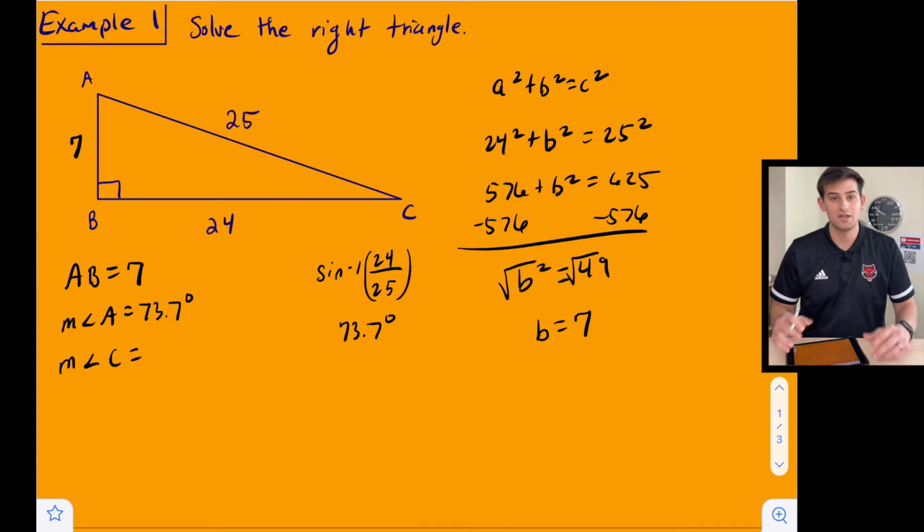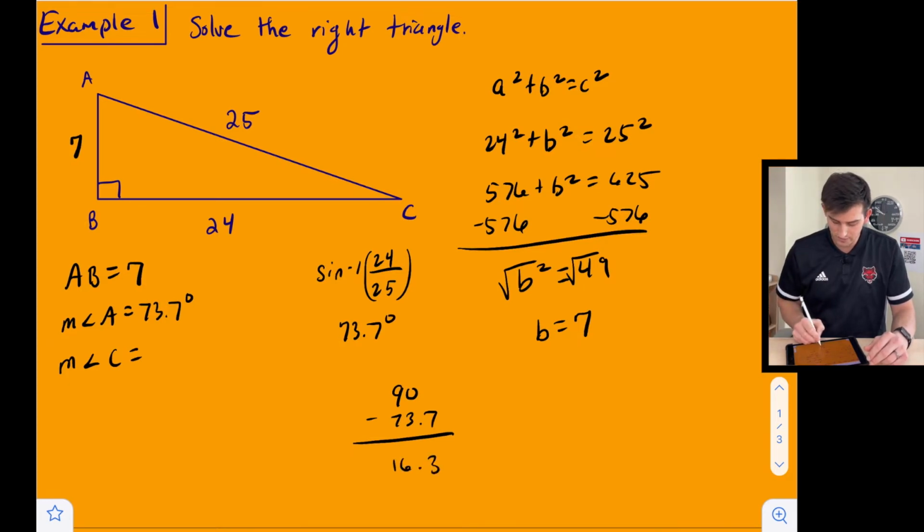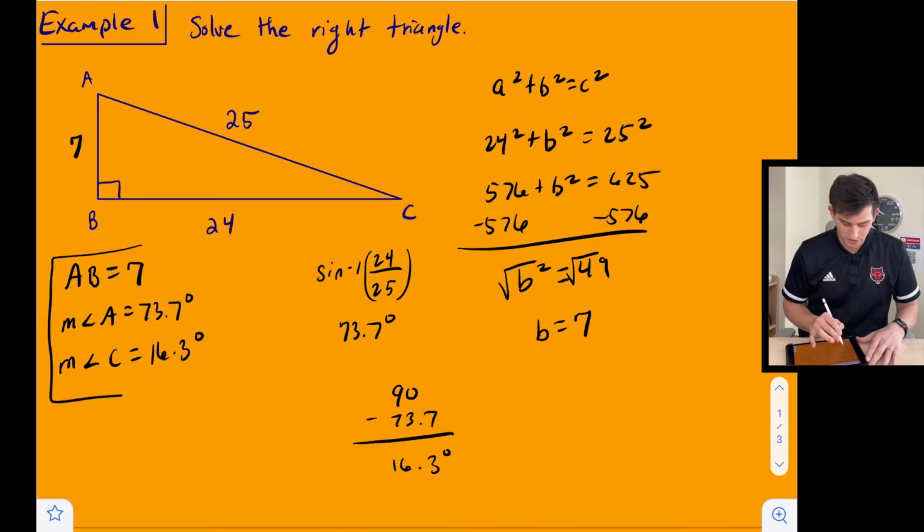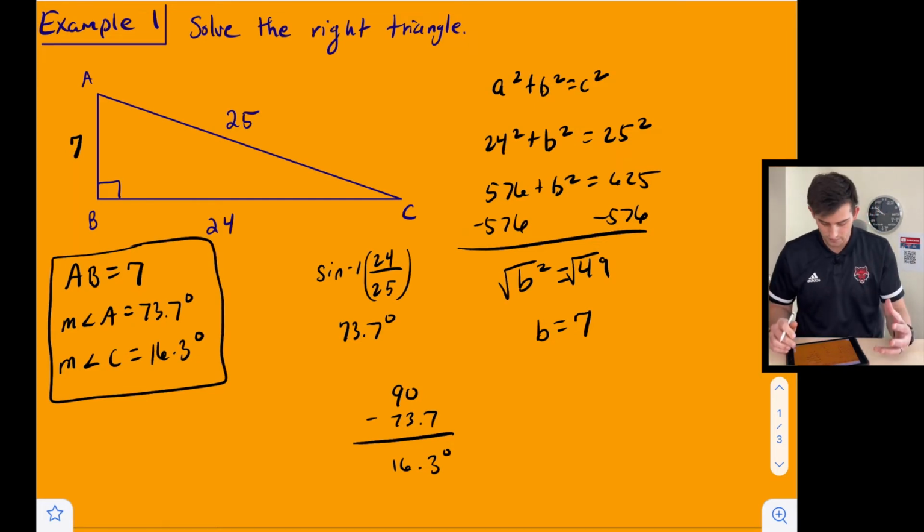Okay, now for angle C, we could use a trig ratio, or we could just subtract, because now it's our last angle that we need. So we're going to just do 90 minus 73.7, and we can do that in our calculator, and that gives us 16.3 degrees. Okay, so now we have all of our missing information here, so we have solved the right triangle. Now going back to angle C, if you want to use a trig ratio, that's fine. We did sine for angle A, so let's do cosine for C.